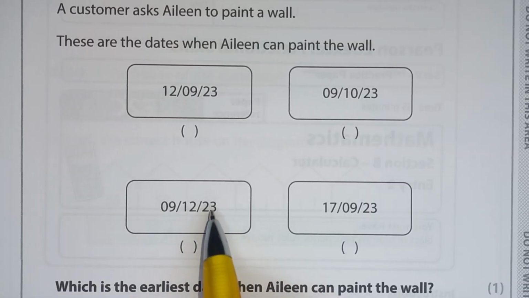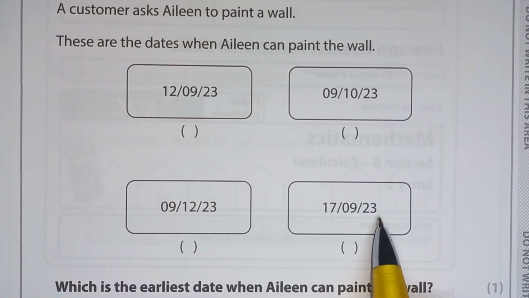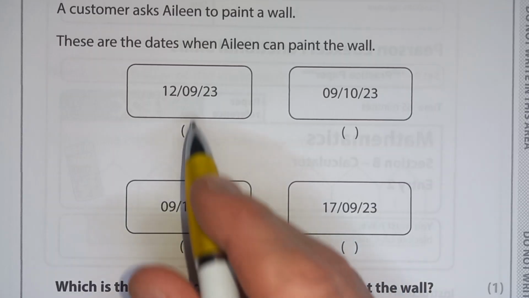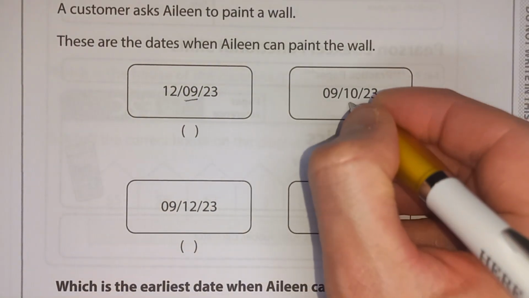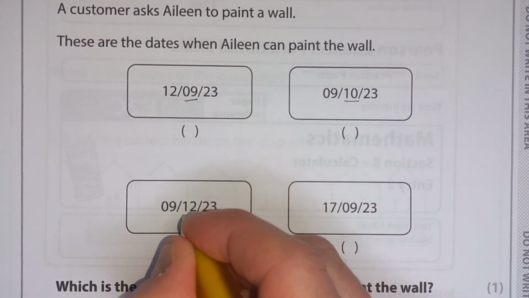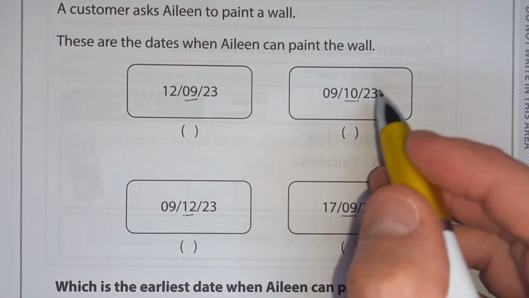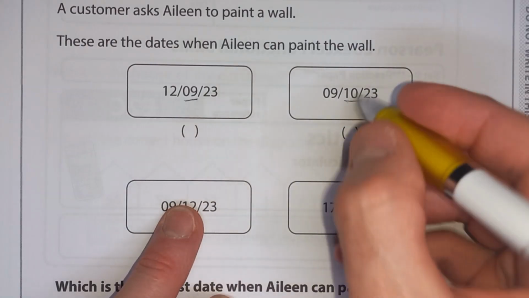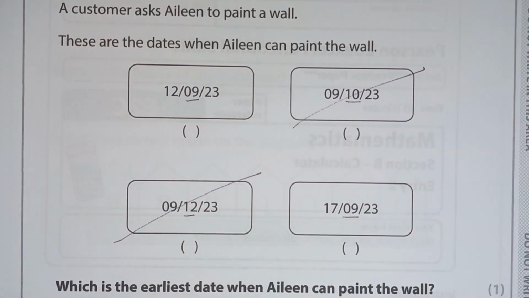Okay, so they're all in the same year. They're all 2023. So the next thing we're going to look at is the month. And that's the second number. So we've got 09, 10, 12, and 09, or just 9. Well, 10 and 12 come after 9. So it's not going to be that one, and it's not going to be that one. Because the earliest means the one furthest in the past.